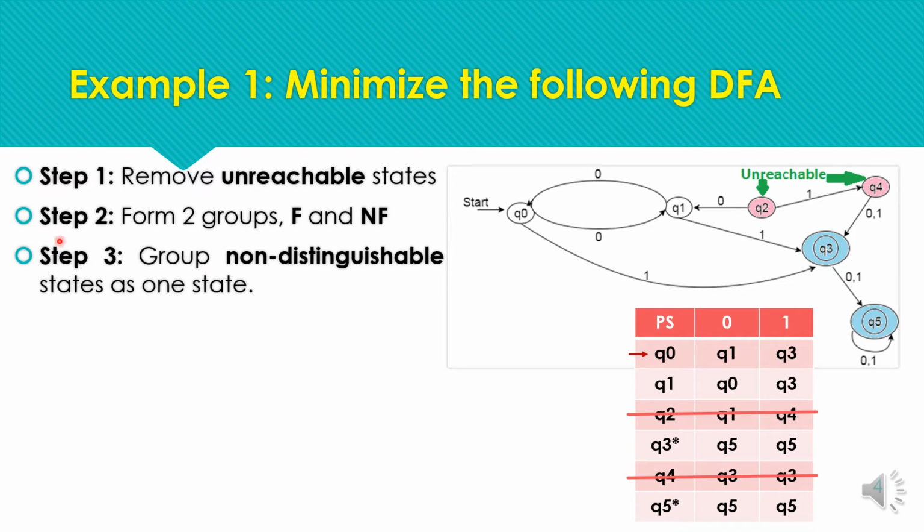Now, following the second step, we need to divide the remaining states into two groups: the final states group and the non-final states group. Here F means the final states group and NF means the non-final states group. So here is the first partition. Partition 1 has Q0 and Q1 in the non-final states group, and Q3 and Q5 in the final states group.